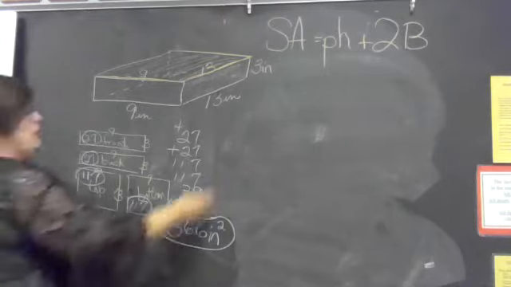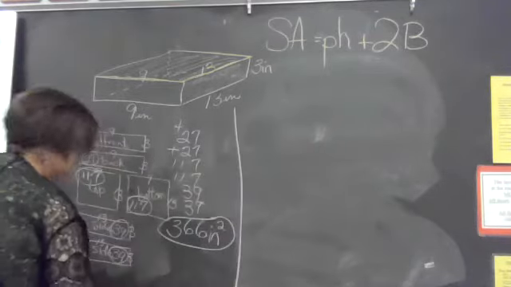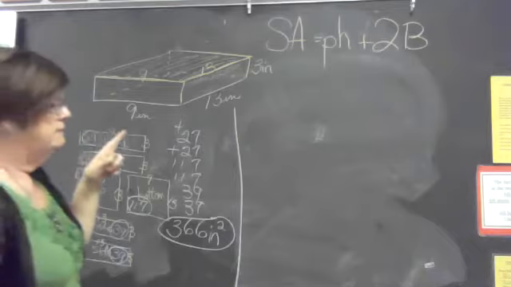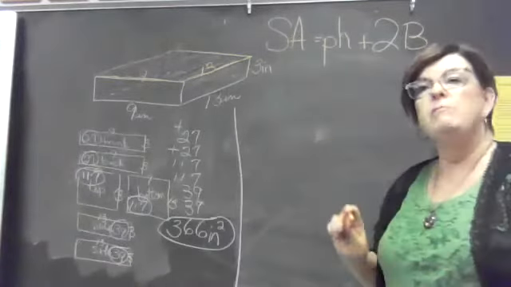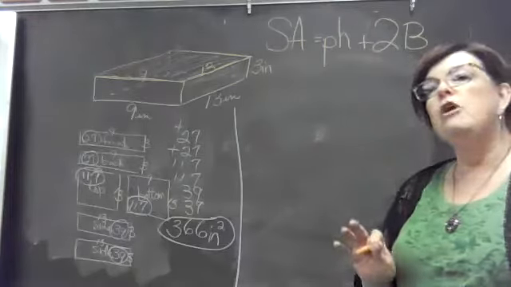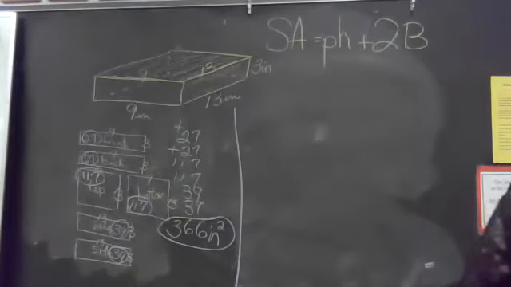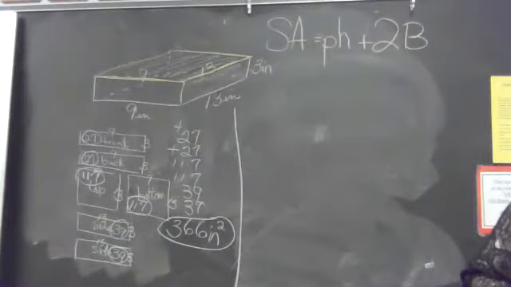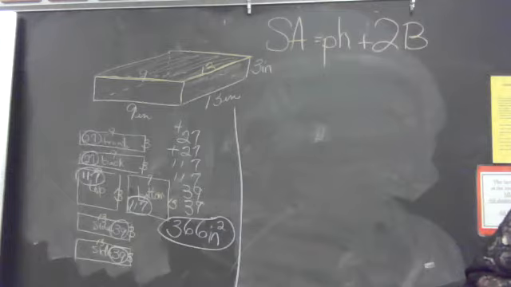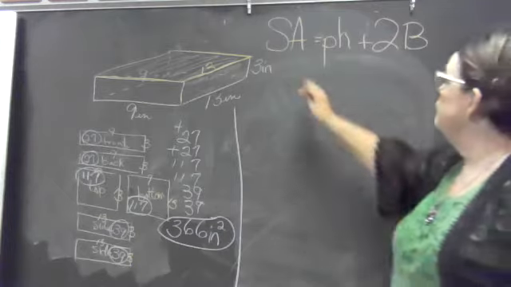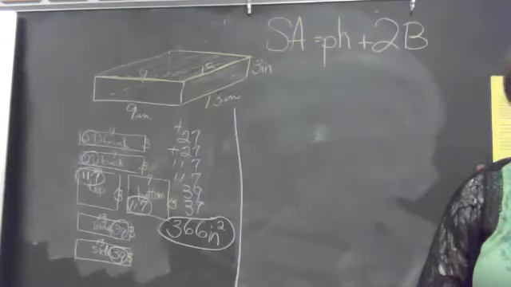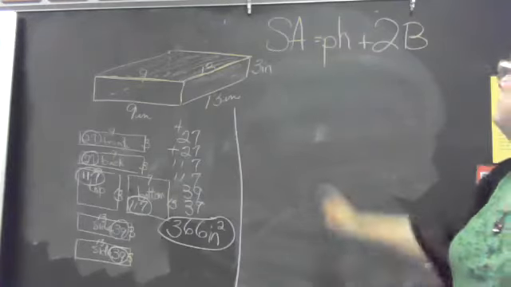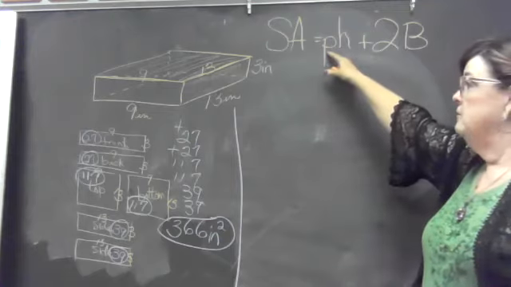Okay, but this is the way that we use the formula. And we'll have to remember what the letters stand for. So this is the most important, because you all have gotten really good at using a formula. You just have to remember what the letters stand for. In this case, of course, surface area, the P stands for the perimeter of the base. The perimeter of the base.